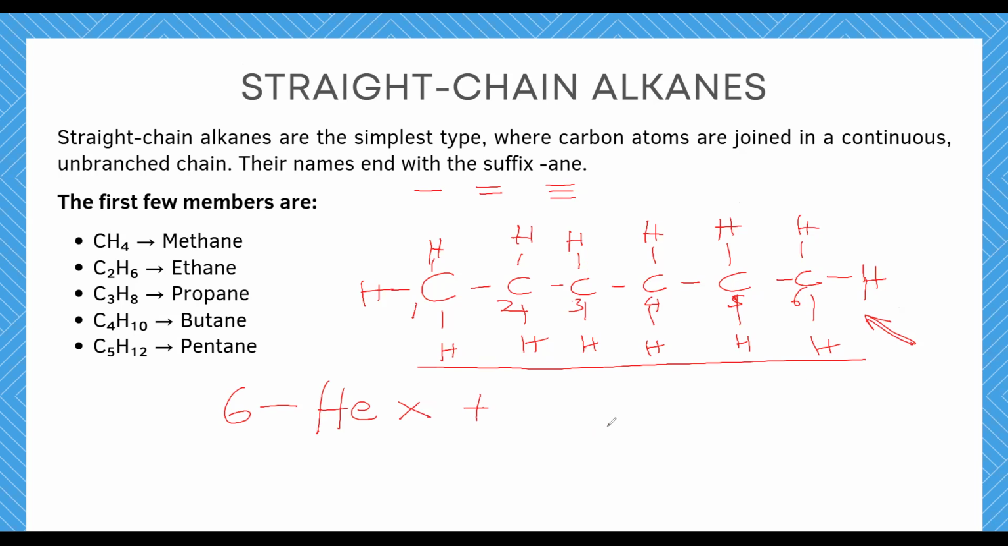Single bonds, good. So if it's single bond, is it alkane, alkene, or alkyne? Alkane. Yes. Good. So if it is an alkane, remember we told you that the suffix will end with what? Ane, A-N-E. So we have hex, which is the parent name, plus the suffix A-N-E. So what is the complete name going to be? Hexane. Thank you very much.